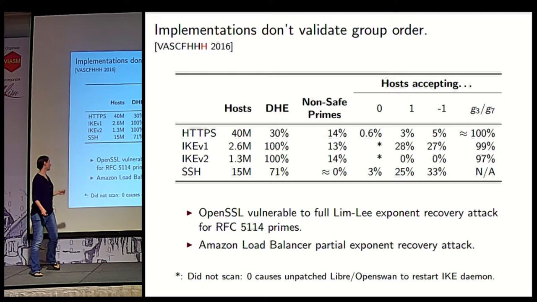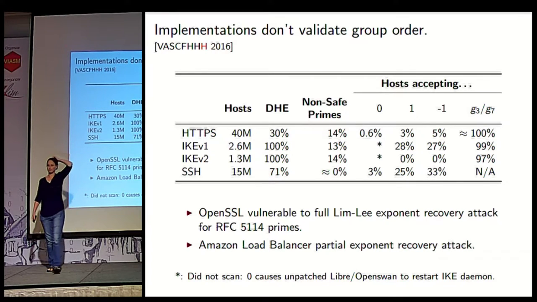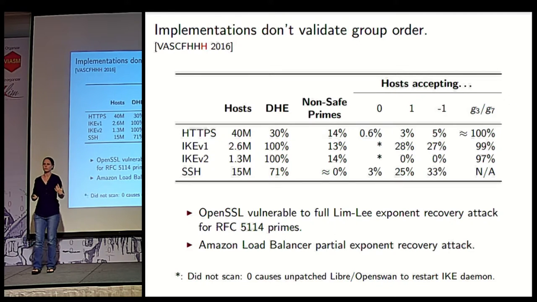Among the things that we found, when OpenSSL first implemented support for RFC 5114, which is a standard that defines some of these extra groups used for IPsec, they messed up group validation and failed to do it, and so they were vulnerable to the textbook classic Lim-Lee attack. And the Amazon load balancer was vulnerable for similar reasons, because of failing to validate.